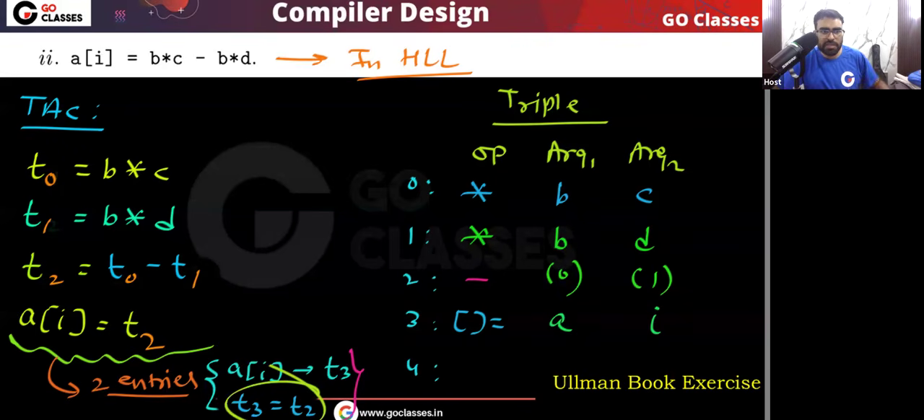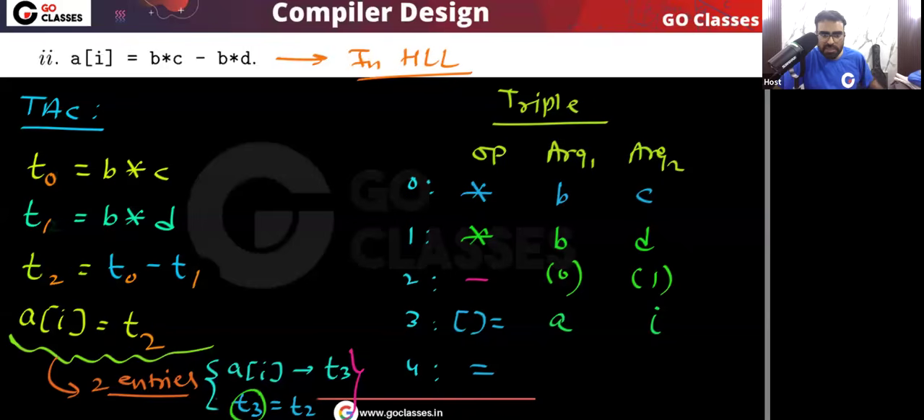What about this t3? In t3 we are assigning t2. So here the operator is assignment, and this will be argument 1 and this will be argument 2. Argument 1 is t3, which means position 3, and argument 2 is t2, which means position 2. That's it. This is the answer. This is the triple representation. I hope you understood. Now let's see what the indirect triple representation will be.